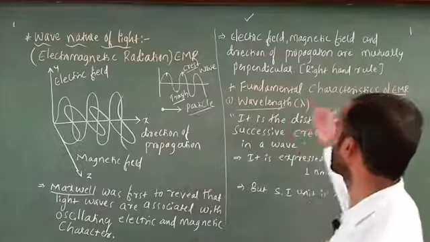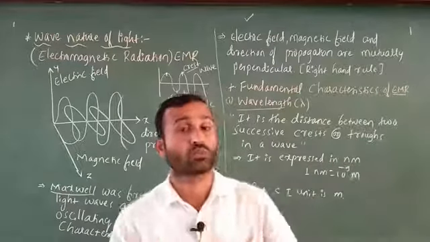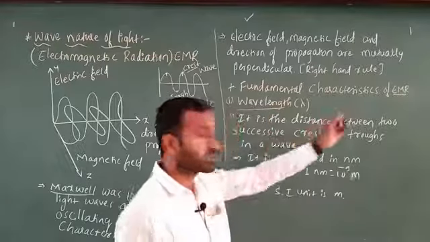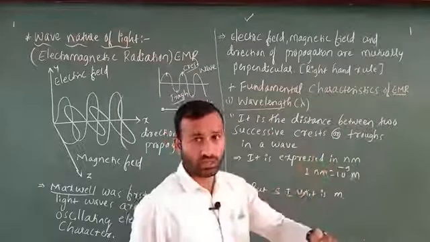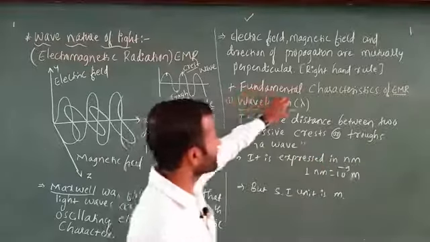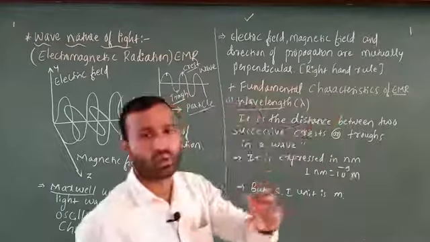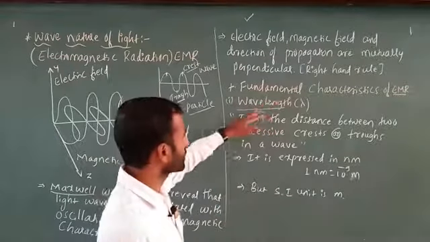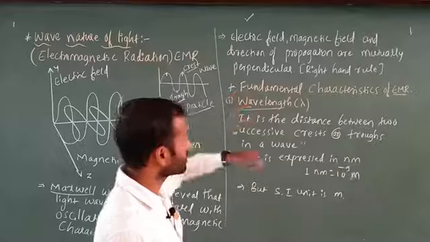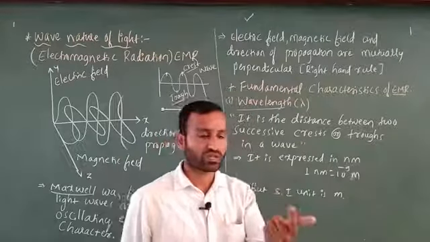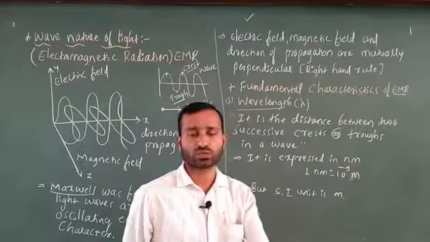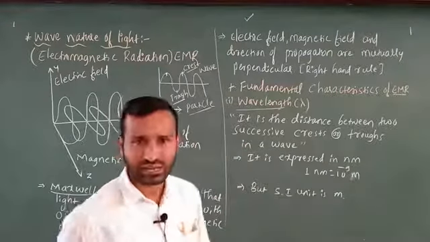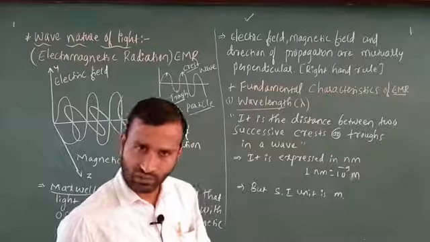Next point: the fundamental characteristics. Fundamental characteristics are most important. This basic knowledge is used in PUC second year also. That's why the fundamental characteristics of electromagnetic radiation. The first fundamental is wavelength, then frequency, then velocity. The next one is wave number. These four are the fundamental characteristics of electromagnetic radiation.